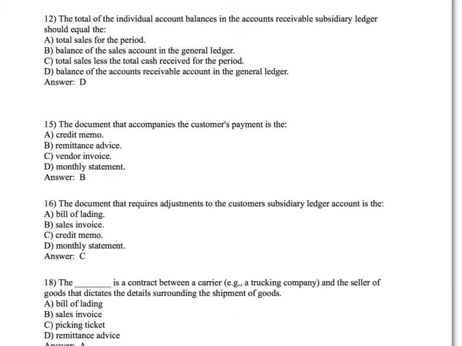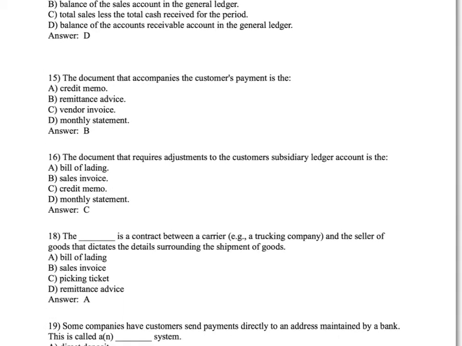Number 15, the document that accompanies the customer's payment is the remittance advice. So usually when you're paying your bills, you rip off that little extra sheet at the bottom and remit it with your check to pay for your cell phone or whatever you're paying, that's what you call a remittance advice. Number 16, the document that requires adjustments to the customer's subsidiary ledger account is the credit memo. So if a customer is returning something and you're going to issue them a credit memo, this would need to adjust your subsidiary ledger because they don't owe you the money any longer, so it would adjust on that AR aging report.